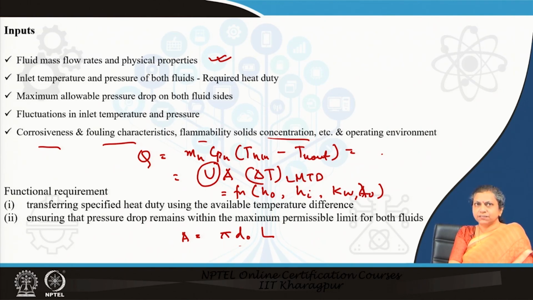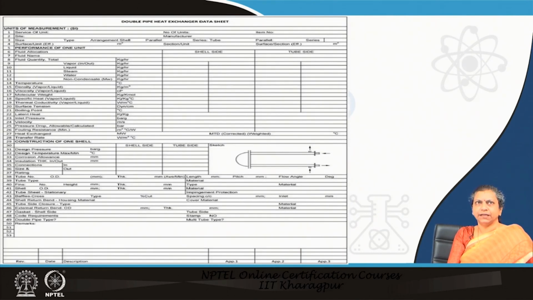Now, this particular specified heat duty, using the available temperature difference, has to be specified. Accordingly, the heat transfer area and the layout have to be decided, while ensuring that the pressure drop remains within the maximum permissible limit for both fluids. So, therefore, the design, as I have said, is basically an iterative process. We design, and there are several checks which we have to respect as we go ahead with the design part.